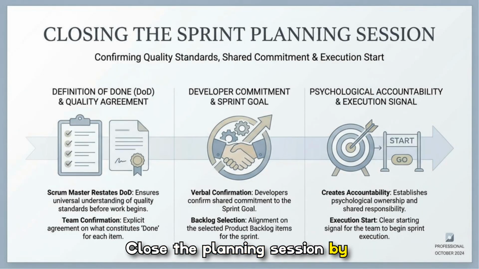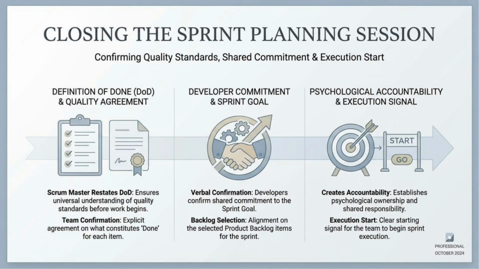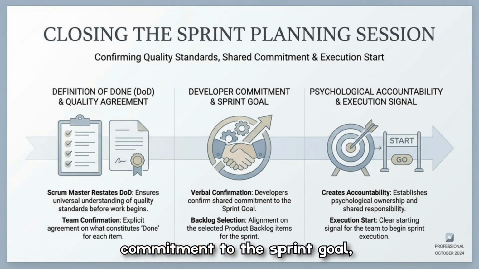Close the planning session by restating the definition of done and quality agreements, securing explicit developer commitment to the sprint goal, and confirming backlog selection. This verbal confirmation creates psychological accountability and a clear execution start signal for the team, ensuring shared responsibility and a focused beginning to sprint execution.